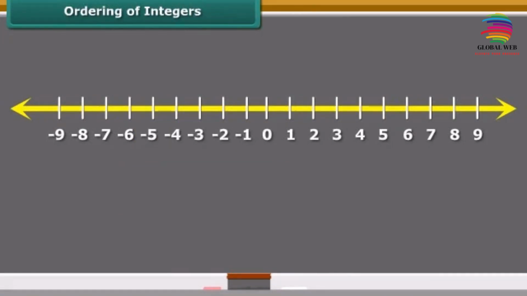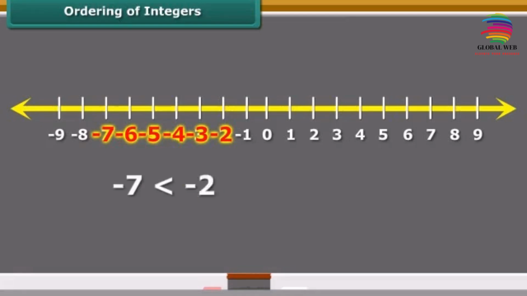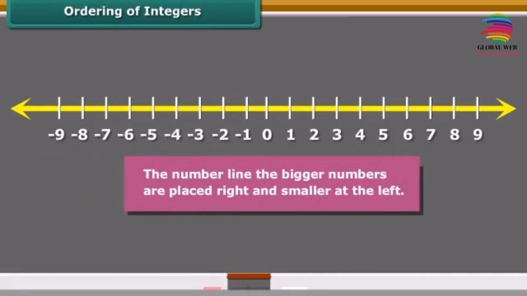Let us again observe the integers which are represented on the number line. We know that 9 is greater than 5, and on the number line, it is 4 points right of 5. Similarly, 5 is greater than 0, so it is placed right of it. Since 0 is to the right of -2, it is greater than -2. Again, -2 is on the right of -7, so -2 is greater than -7. Thus, we see that on the number line, the bigger numbers are placed right and smaller at the left.